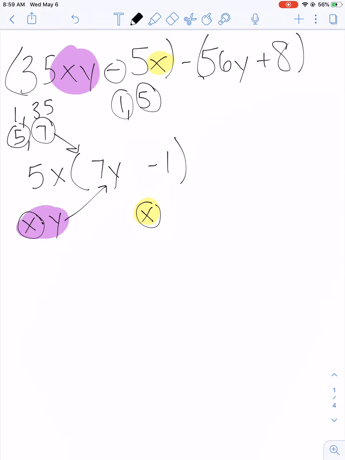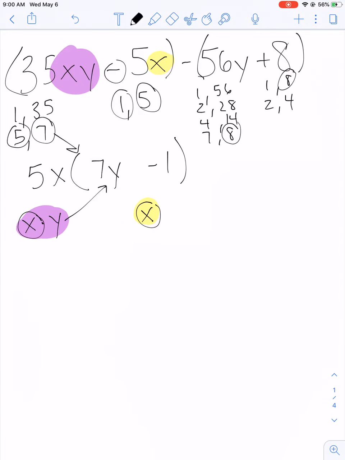All right, now let's factor out 56y and 8. 56 is 1 and 56, 2 and 28, 4 and 14, 7 and 8. Let's see, 8 is 1 and 8, 2 and 4. So what's the biggest number there? Looks like 8. So we're going to factor that out.